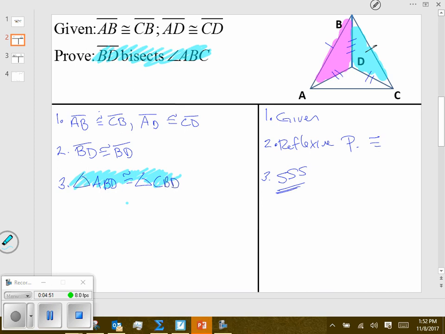But every time you make an SSS statement or SAS statement using one of our triangle congruency postulates or theorems, the next step will always be CPCTC. All right? So we want to eventually get to the fact that BD bisects angle ABC. Well, BD is going to bisect ABC, and it's bisecting an angle, right? What does an angle bisector always provide you?